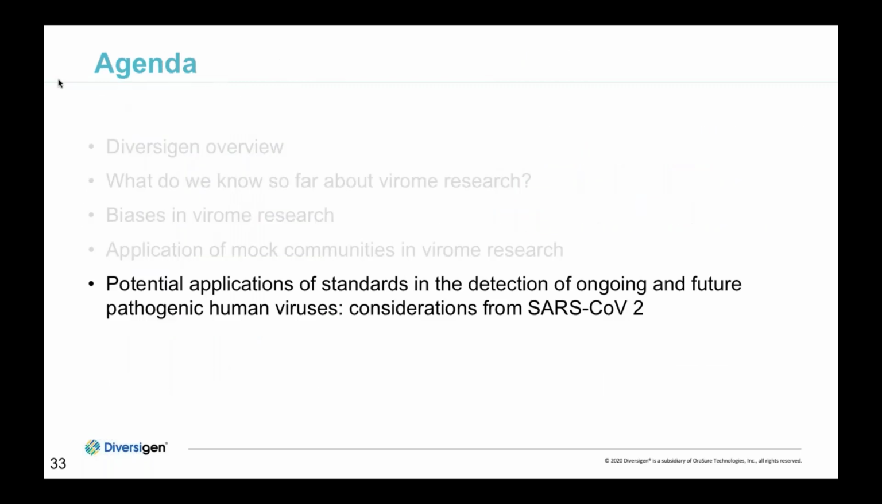While we know now some of the applications of viral metagenomics and standards in addressing some of the biases that can be introduced at different stages of viral research from a microbiome and metagenomic point of view, I wanted to take the opportunity to talk about the use of viral reference materials for clinical applications that include the detection of ongoing and future human viruses. And I wanted to talk more specifically from our experience with the ongoing SARS-CoV-2 pandemic.